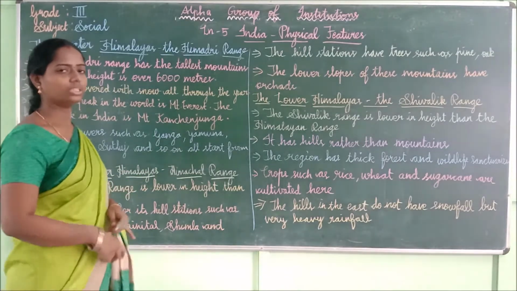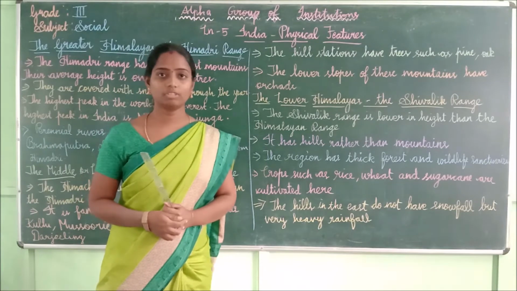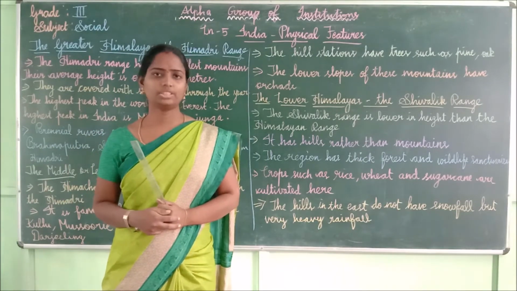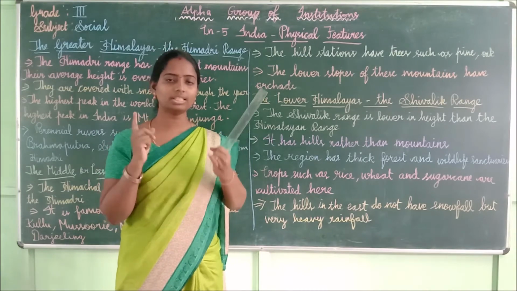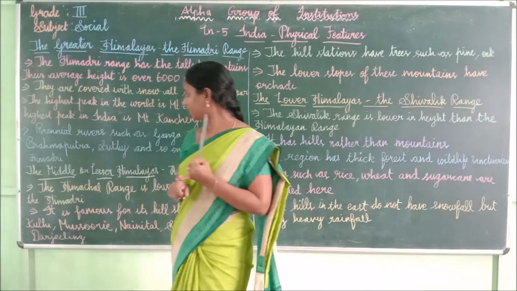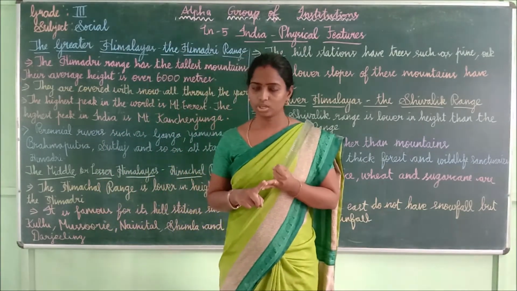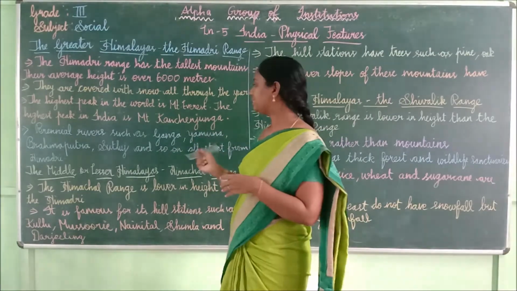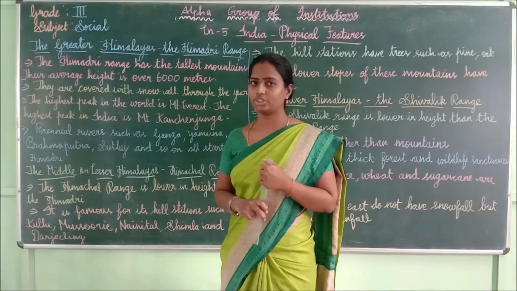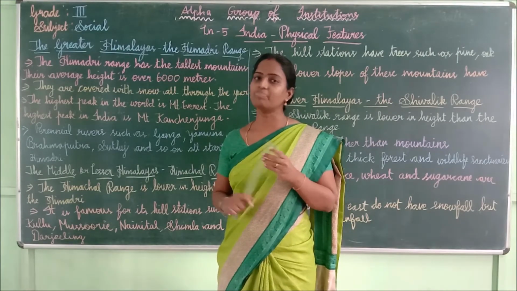Children, we have many rivers in the Himalayan region. Which Himalayan region? Himadri. What are all the rivers? Ganga, Yamuna, Brahmaputra, and Satluj. These are all the rivers that start from Himadri.